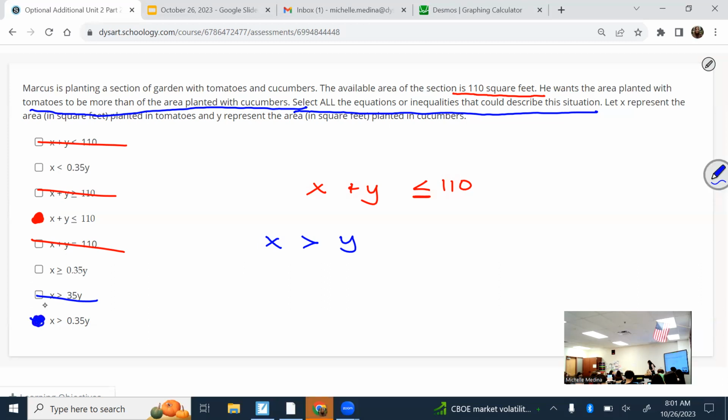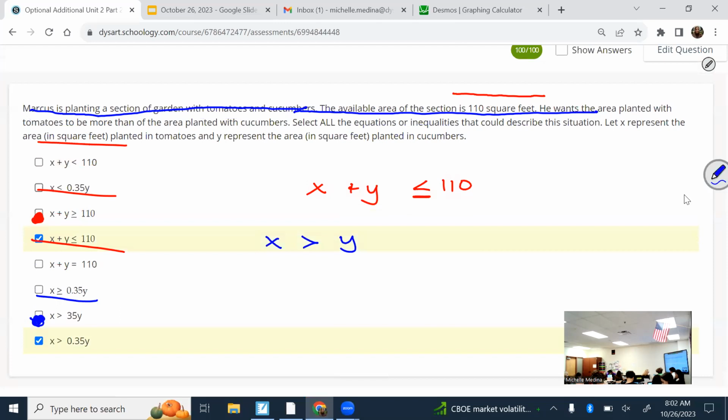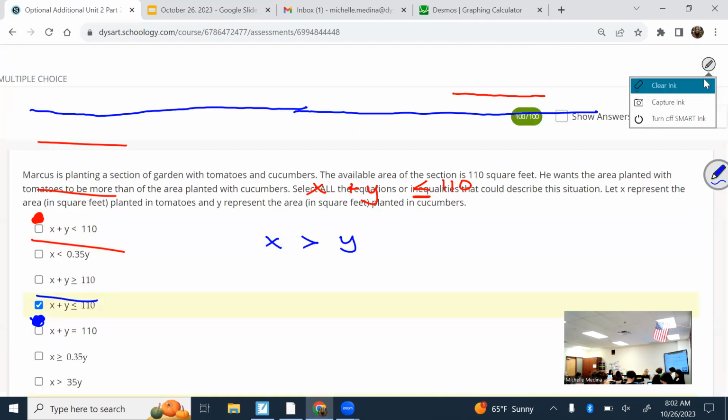So instead of going through every single option and figuring out what's right or wrong about it, I would say identify all the constraints, make some symbols to represent those, and then go from there. See which ones are in your answer options. Let me make sure this marks it right, and it does. So questions on that one?